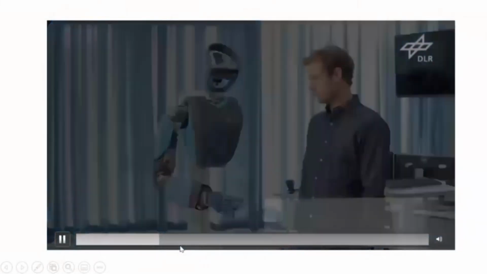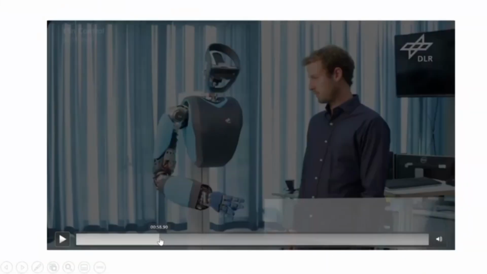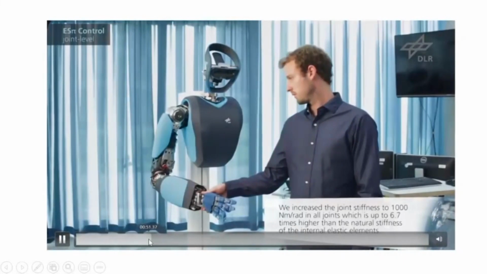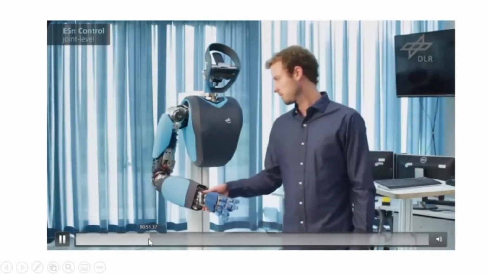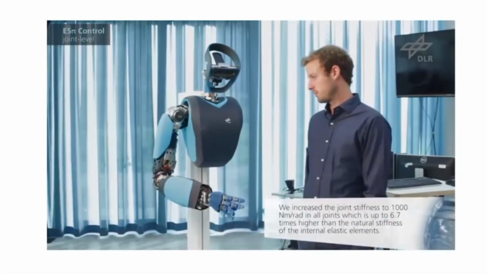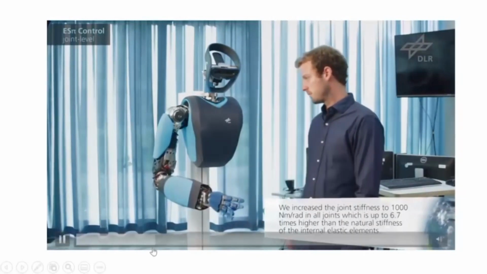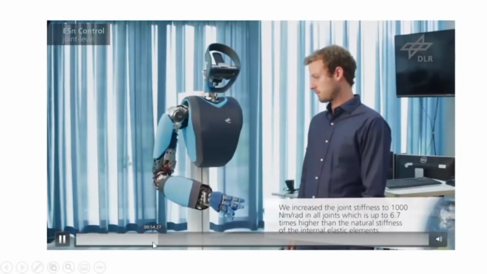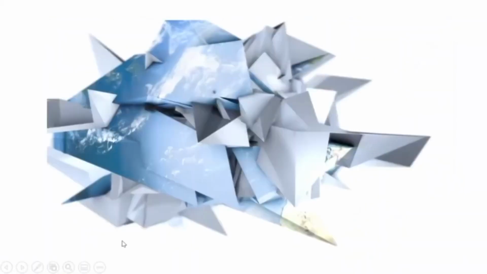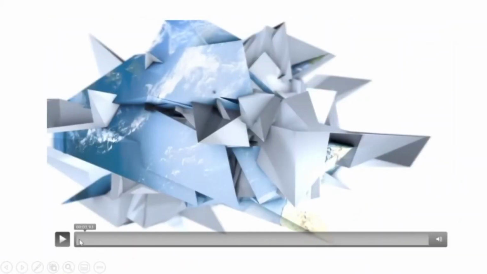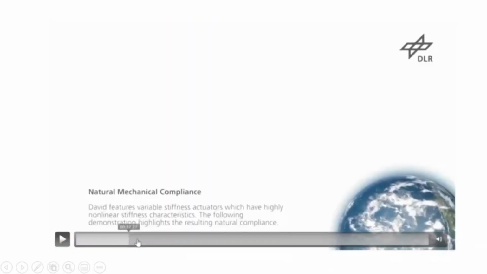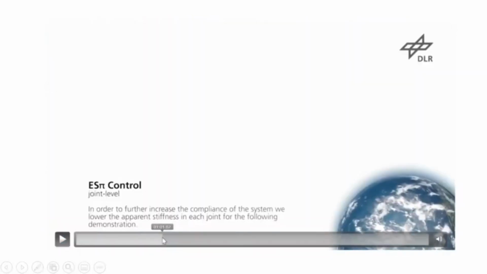So you see here, let us look at this. The person is pushing it and leaving it, and it's just coming back. It's a very high spring. Now this is not the way the robot hand should be behaving. Why? Because the person can get injured, or the robot hand can get damaged. Now let's see a little bit more.